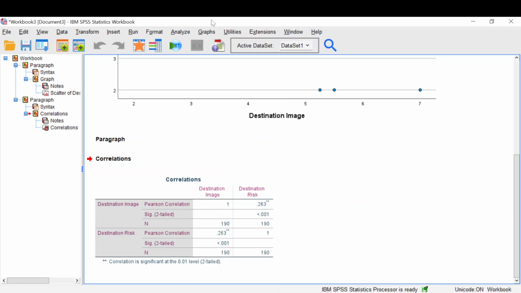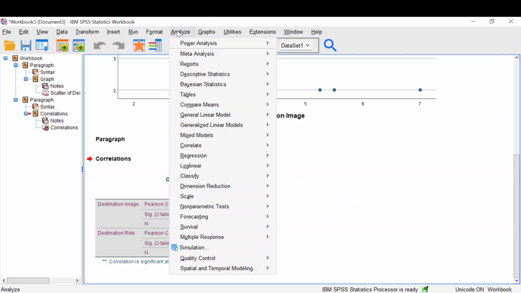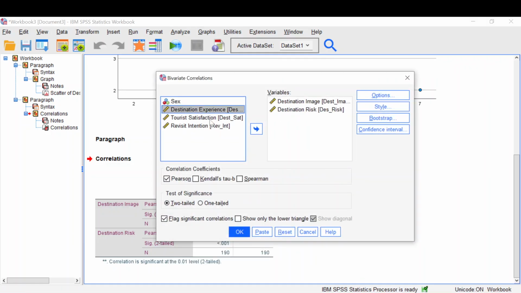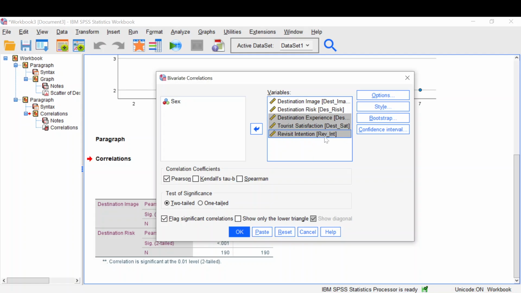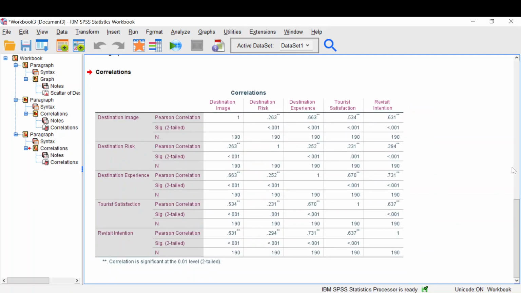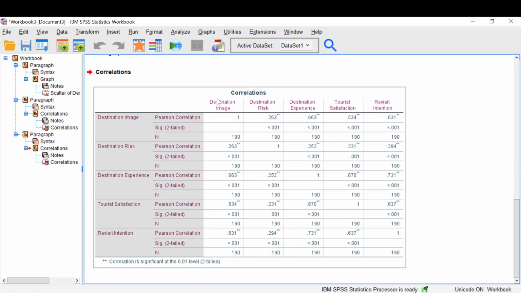All right, let's do one more example. Let's go back to analyze, correlate, bivariate, and this time let's bring in all of our variables. Remember, bivariate correlation will only look at the relationship between two variables, but if you bring in all 5, it will run multiple analyses all at one time. So here we have image and image, 1, risk and risk, 1, experience and experience, 1, all the way down a diagonal. If you see this diagonal of 1s, that's a good sign that you've done the analysis right.